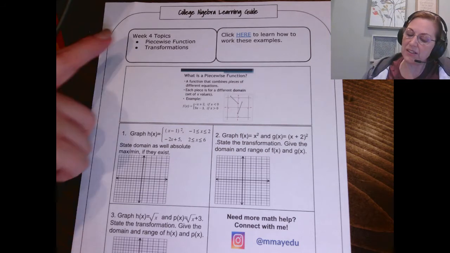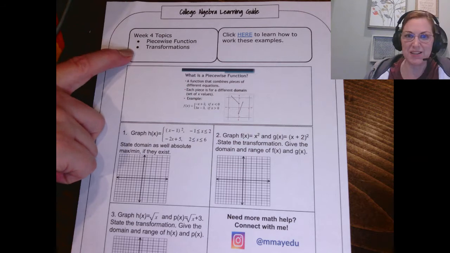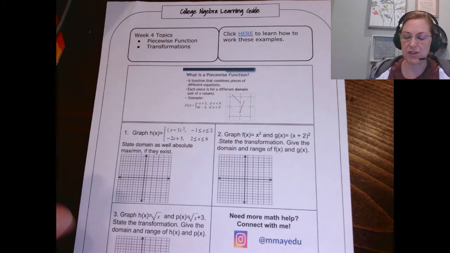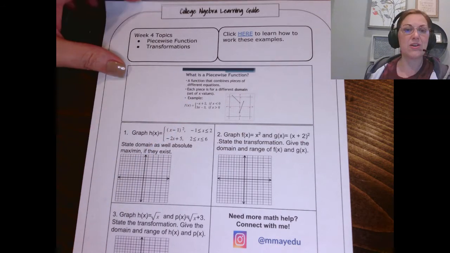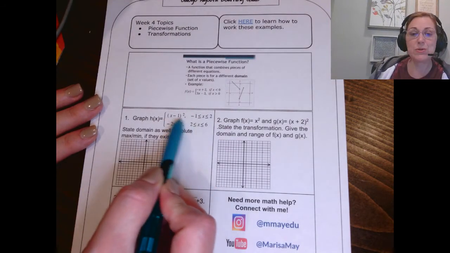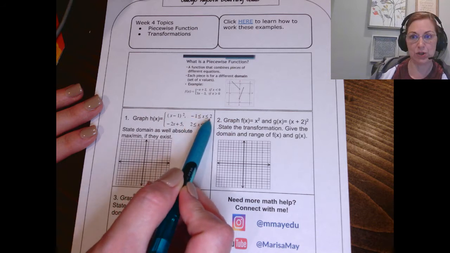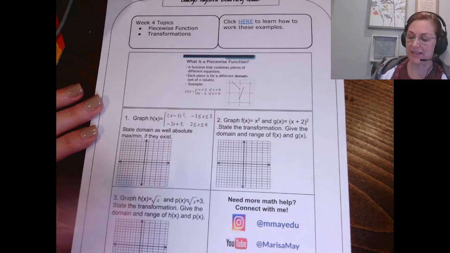And we will be talking about piecewise functions as well as transformations in this video. We're going to jump into an example, although I have left you a note for later on. We are looking at piecewise functions here in number 1. And remember, piecewise functions tell us use this piece if x is between -1 and 2, and use this piece if x is between 2 and 6.